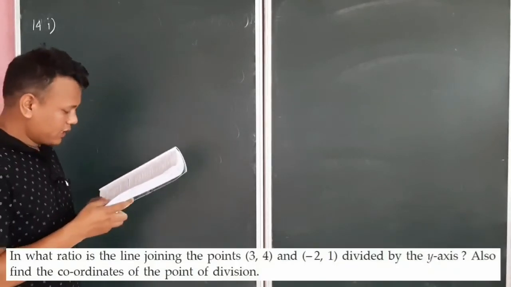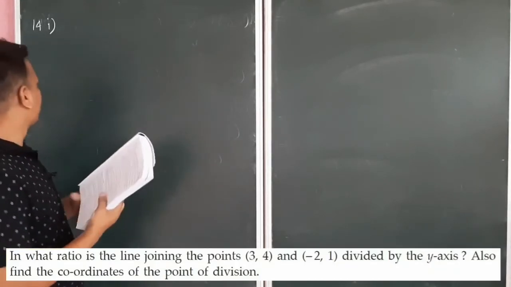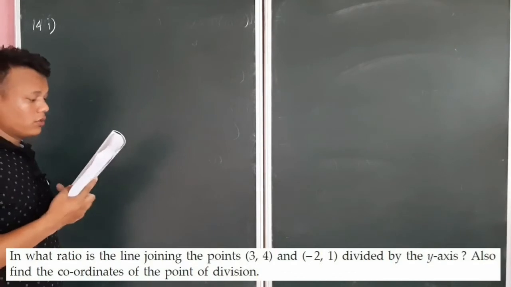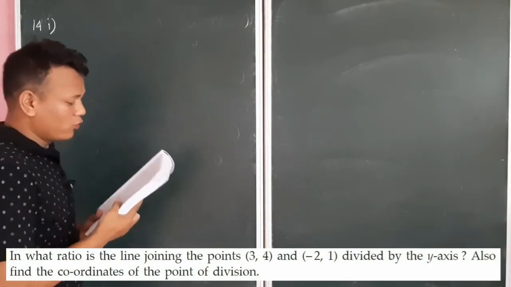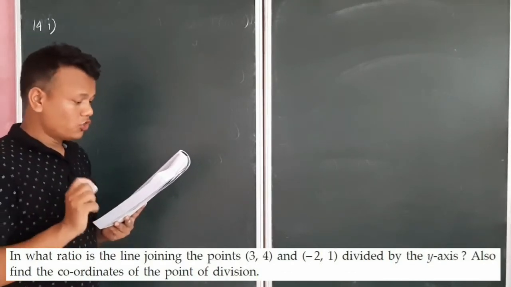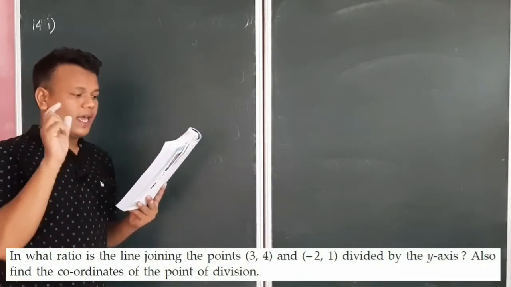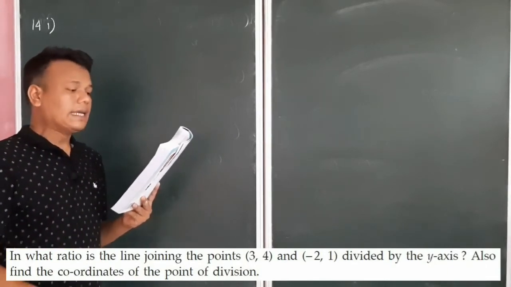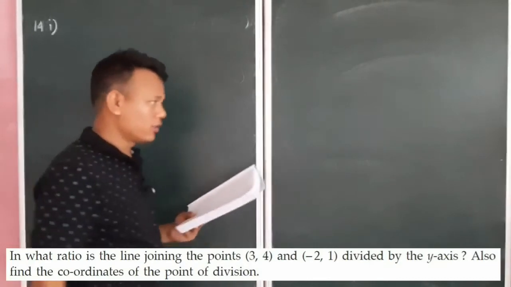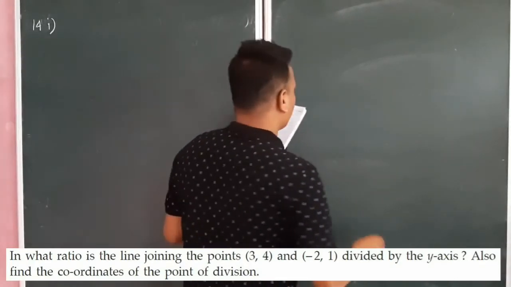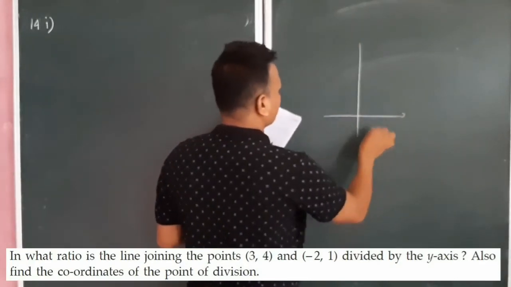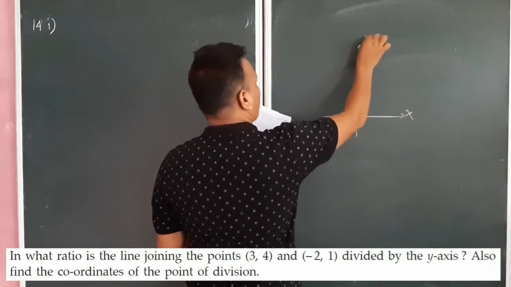Okay, let's have a look at the next question, that is the 14th, the first problem. This question says, in what ratio is the line joining the points 3 comma 4 and minus 2 comma 1 divided by the y-axis? So let me first draw the coordinate axes. So this is my x-axis and this is my y-axis.